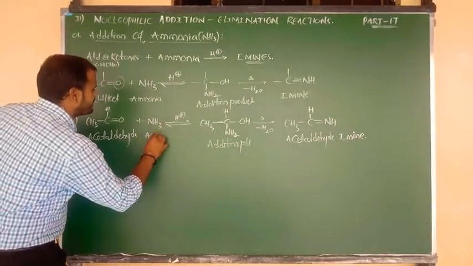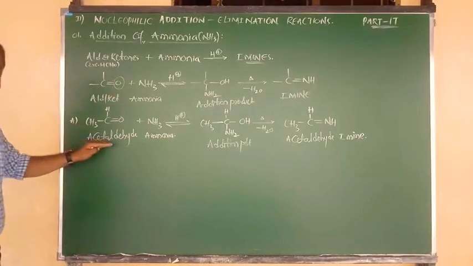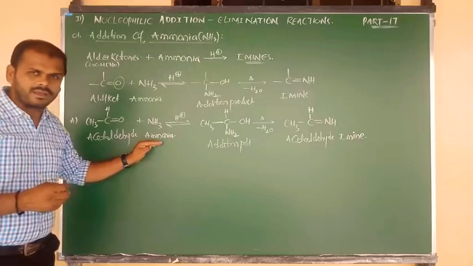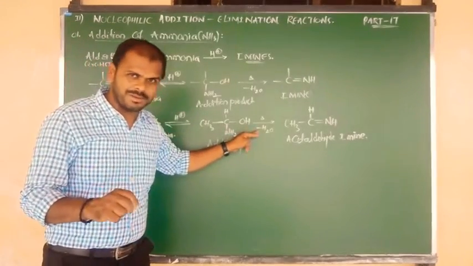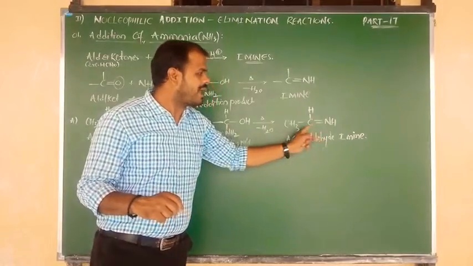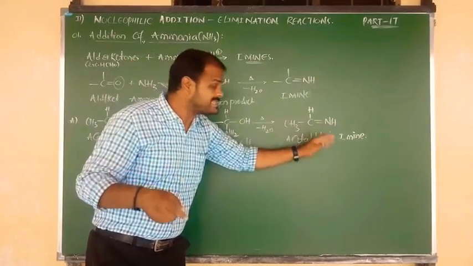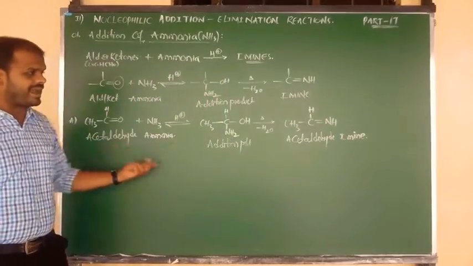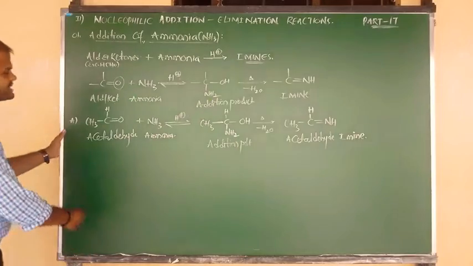Once again, acetaldehyde on addition with ammonia gives an addition product, followed by elimination of a water molecule. It forms the product imine, C double bond N. This imine comes from acetaldehyde, so we say acetaldehyde imine. I hope you understand better.